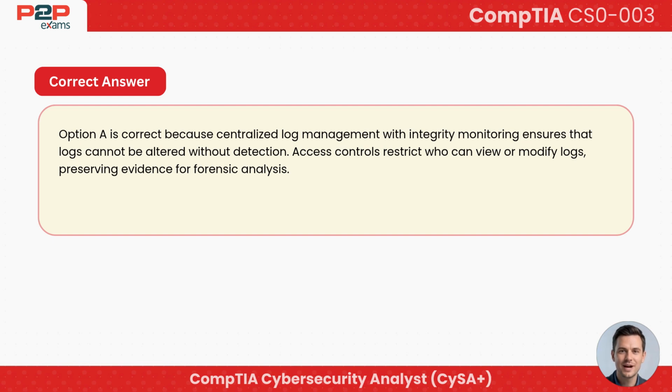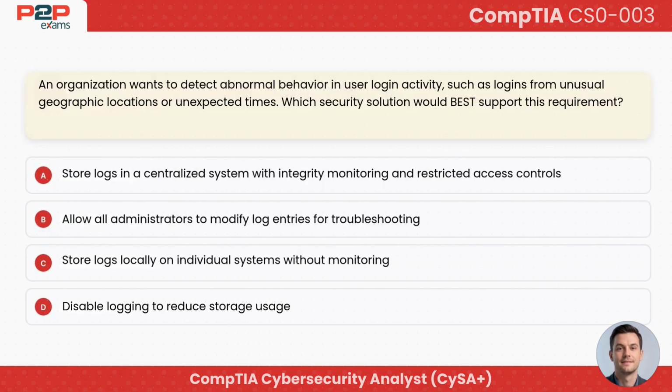Option A is correct because centralized log management with integrity monitoring ensures that logs cannot be altered without detection. Access controls restrict who can view or modify logs, preserving evidence for forensic analysis.